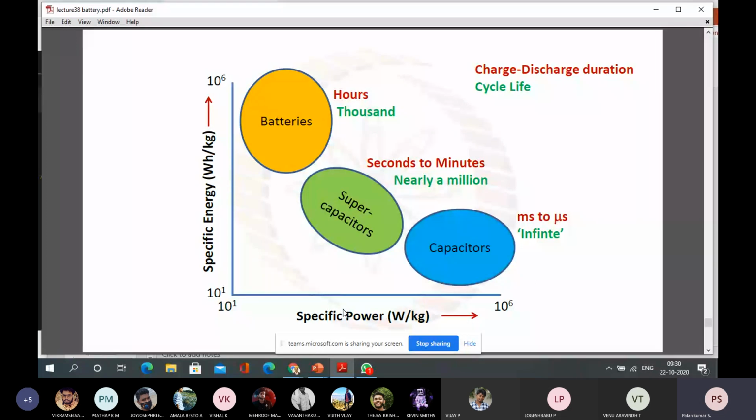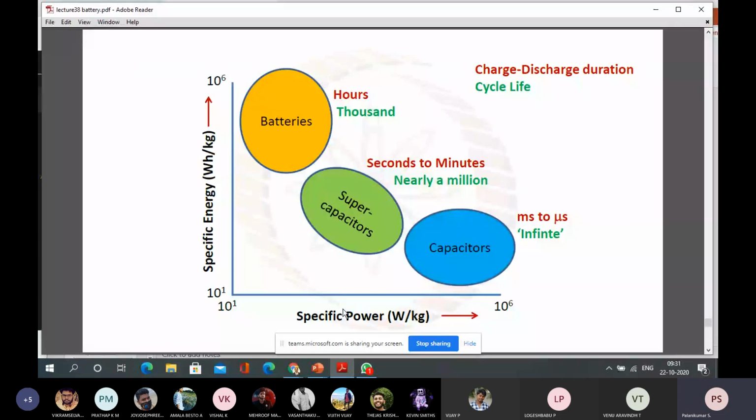A capacitor's life is effectively infinite; the problem occurs only when the charging voltage exceeds the rating. Otherwise, the cycle life is very, very high for capacitors. So even though we may need to replace batteries once in 4, 5, or 7 years if properly maintained, supercapacitors and capacitors remain the same, and we need not go for any replacement. But we cannot completely depend on them, because they are only supplementary to batteries.